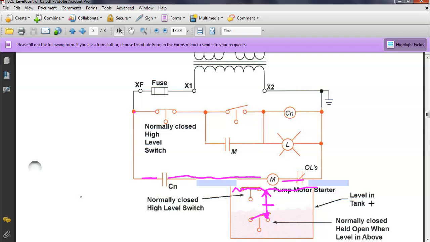So if y'all got questions on this, you need to ask them now. This is why we're going over every circuit. Every circuit, we're going over the operation. I mean, it's just so what don't you know?